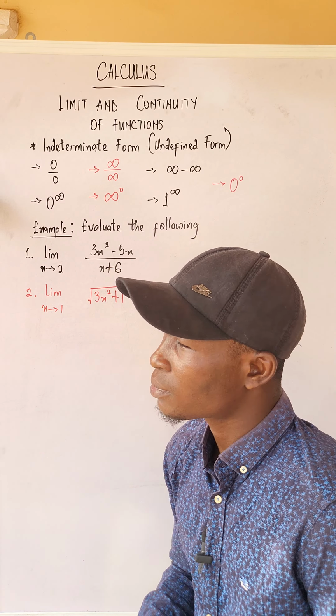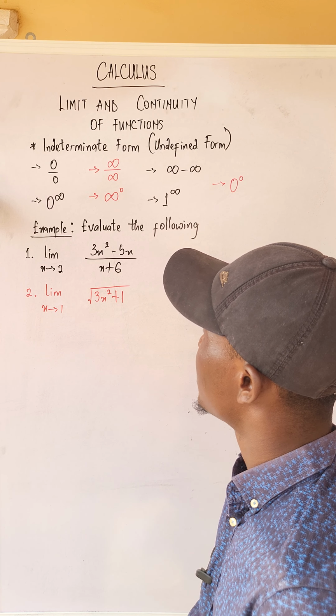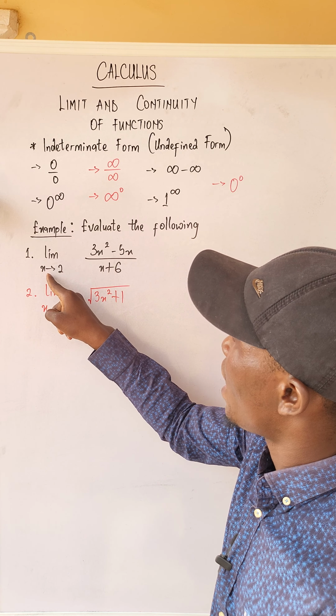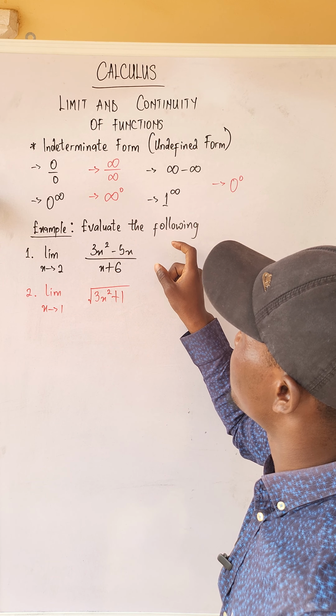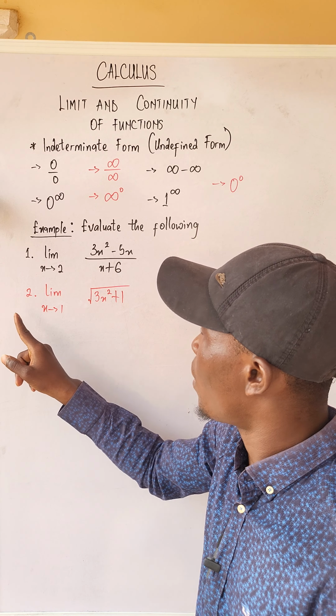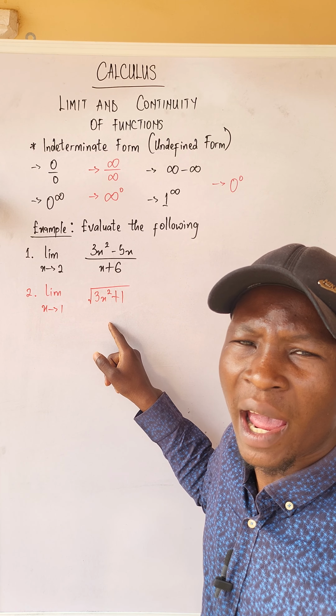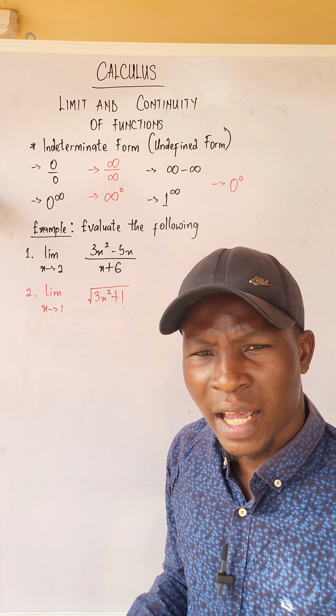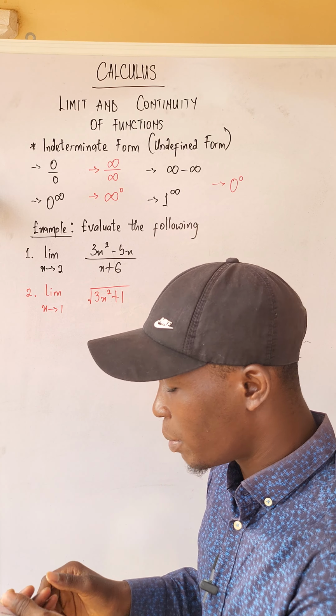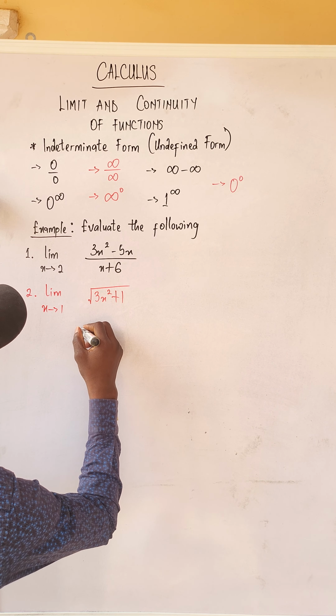So example, evaluate the following. Question 1 says limit as x tends to 2 of 3x squared minus 5x over x plus 6. While your own question 2 is limit as x tends to 1 of the square root of 3x squared plus 1. So you give me the answer in the comment section. So number 1 now, I'm solving number 1. Solution.